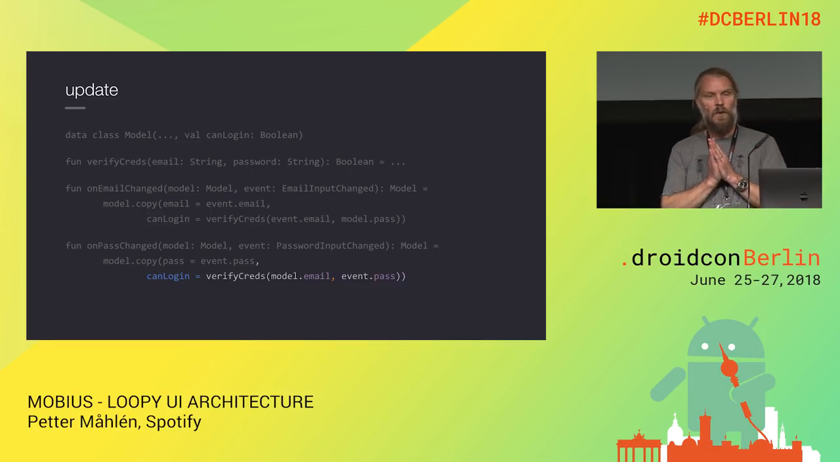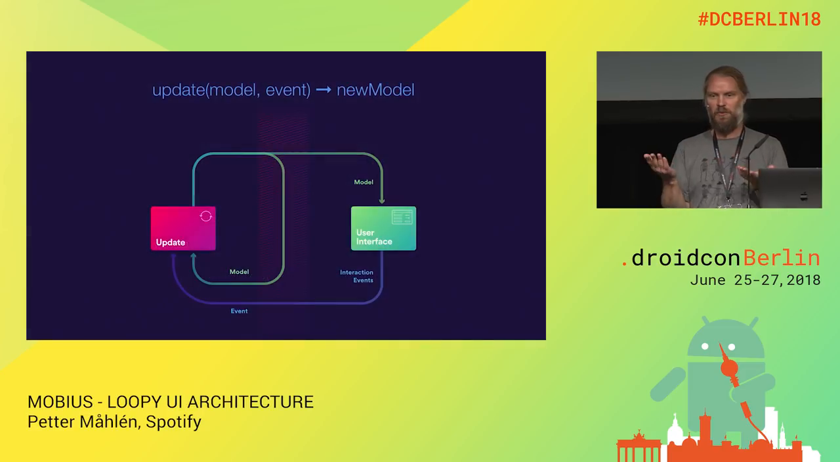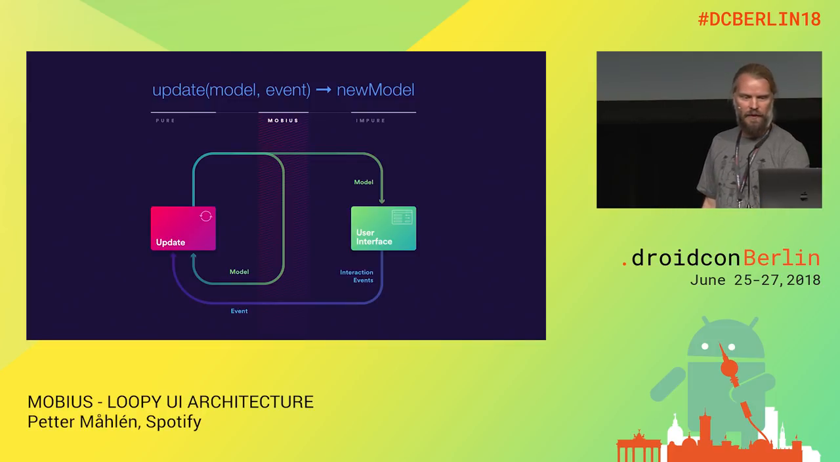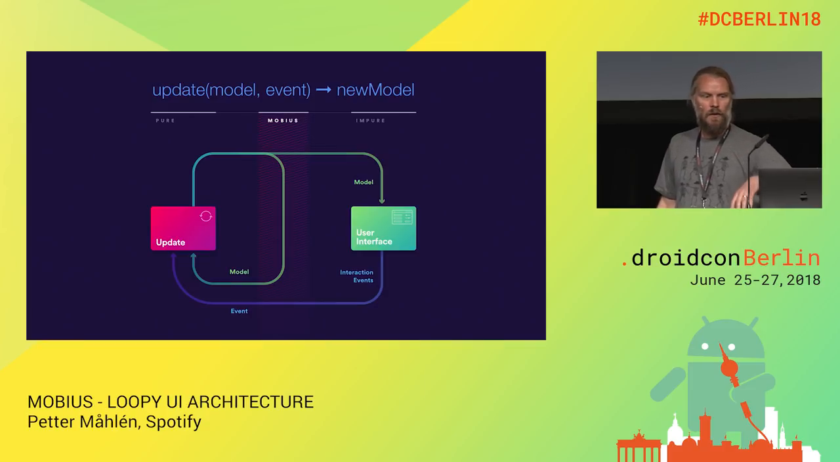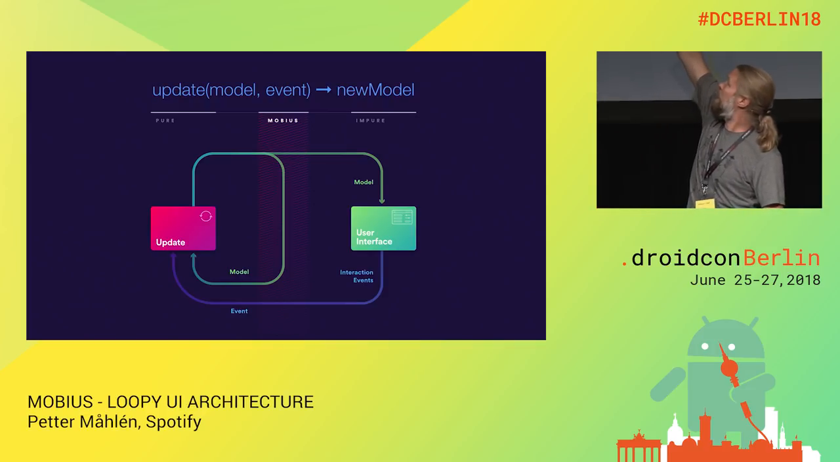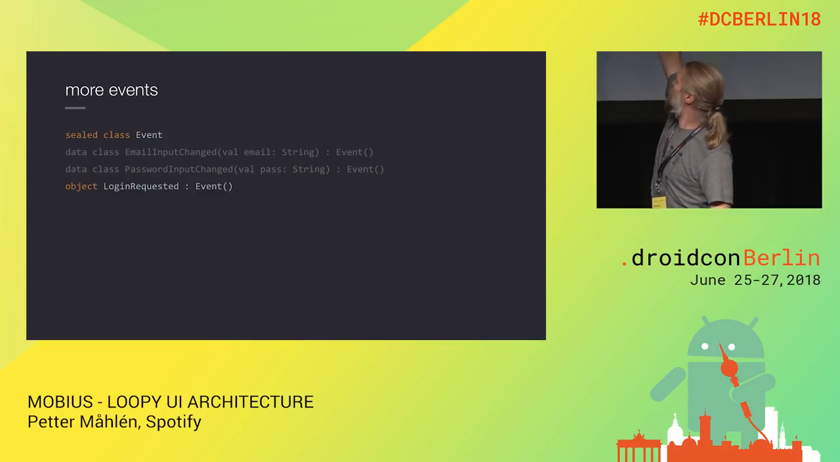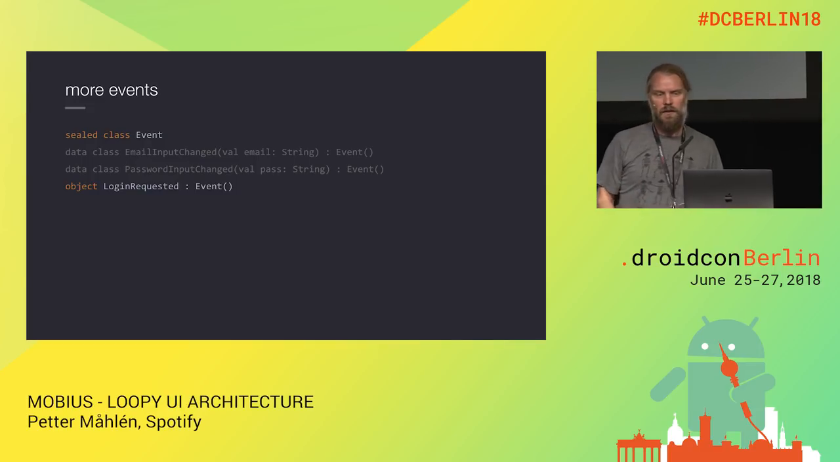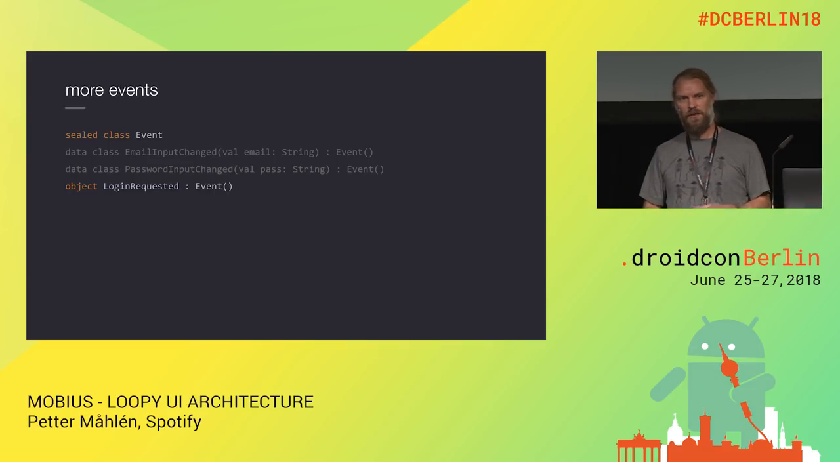So, but now the button starts out disabled, and now it's enabled. And what happens when the user clicks the button? We need to have another kind of event. So what will happen is that there's an email changed and a password changed, and then the canLogin button will be enabled. It shows up in the model. It's enabled, and then you click. And that's a login requested event. It doesn't have any data in it because we already have the information we need in the model.